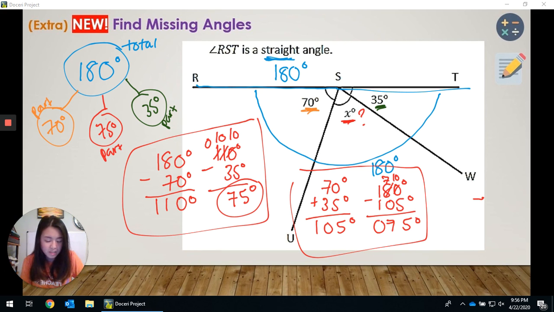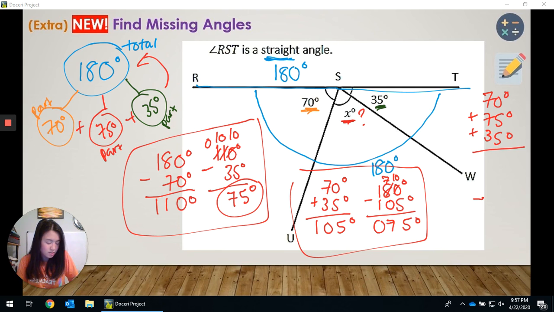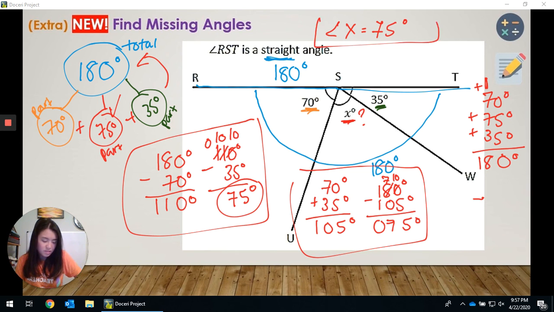But of course, we must check our work. So we need to add all 3 of these numbers, and hopefully they make 180. So 70 degrees plus 75 degrees plus 35 degrees. So in our ones place, 5 plus 5 is 10. Carry our 1 over and regroup it. 1 plus 7 is 8. 8 plus 7 is 15. 15 plus 3 is 18. Yes! Look at that. We got 180. That means our answer was correct, and x equals, or angle x equals 75 degrees.